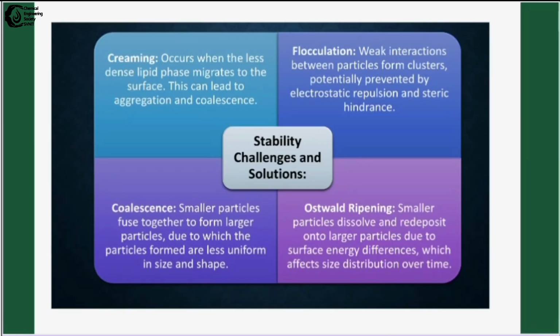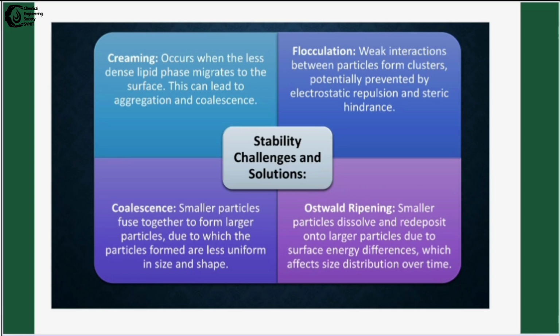Now coming to the next topic, which is stability challenges and solutions. So there are majorly four types of instabilities. The first one is creaming. It occurs when the less dense lipid phase migrates to the surface. This can lead to aggregation and coalescence.